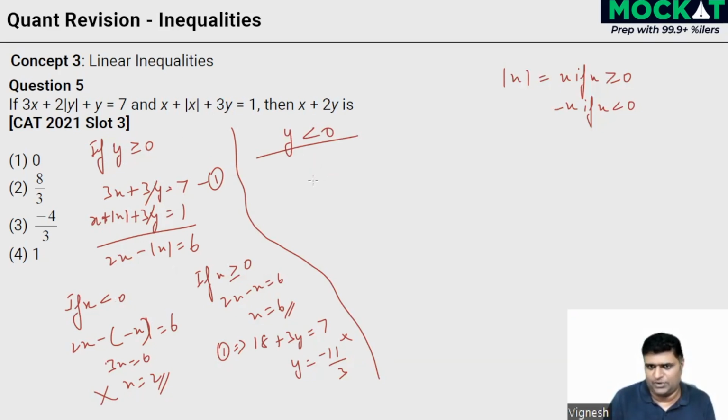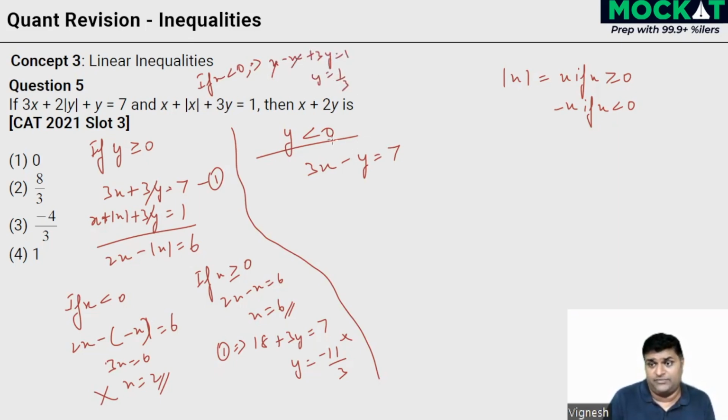Y can't be greater than equal to 0. So if y is less than 0, I know it's going to open up as a negative, all right? So 3x minus 2y plus y is going to be minus y equals 7. And over here, what are we going to get? So let's start off very quickly with if x is going to be less than 0, all right? What is happening? It's negative. Then we're getting x minus x plus 3y equals 1. And we're getting y equals 1 by 3.